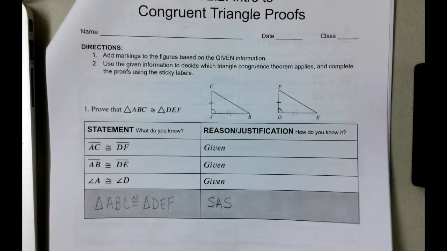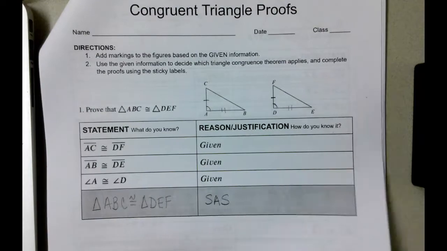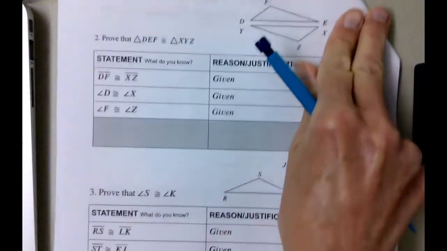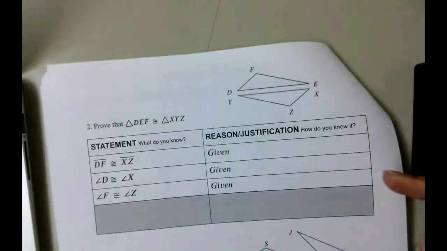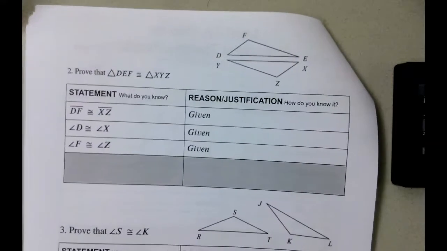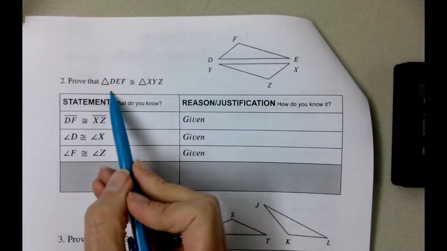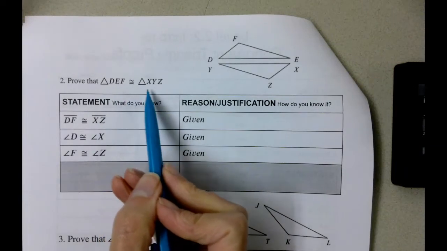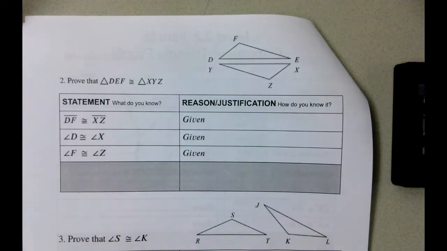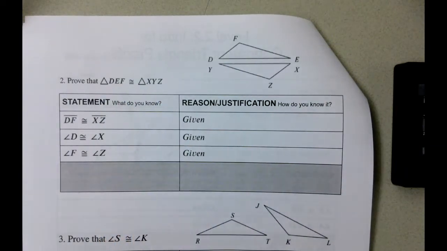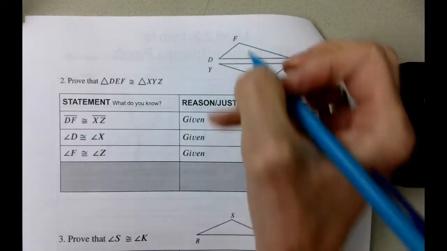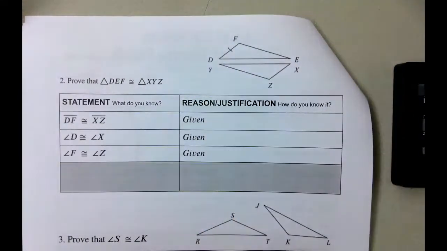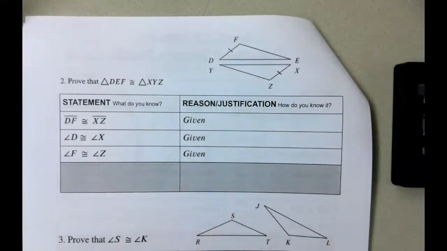If we flip our page, problem number 2. You've got to be able to see the picture. Given these 2 triangles, we want to prove that triangle DEF is congruent to triangle XYZ. So what we've got, first of all, is DF is congruent to XZ.